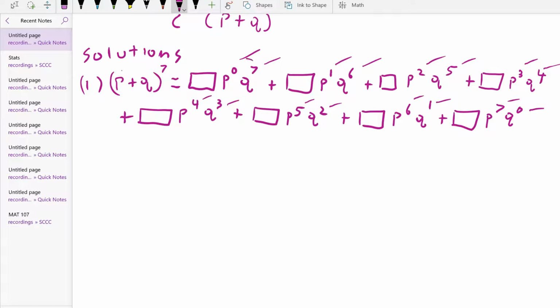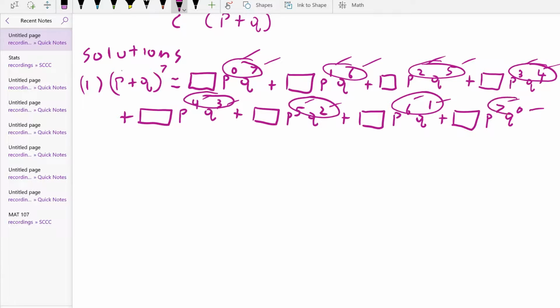0 plus 7 is 7. 1 plus 6 is 7. 2 plus 5 is 7. 3 plus 4 is 7. 4 plus 3 is 7. 5 plus 2 is 7. 6 plus 1 is 7. And 7 plus 0 is 7.